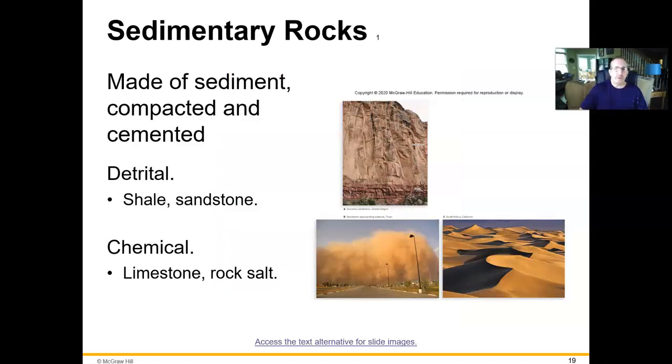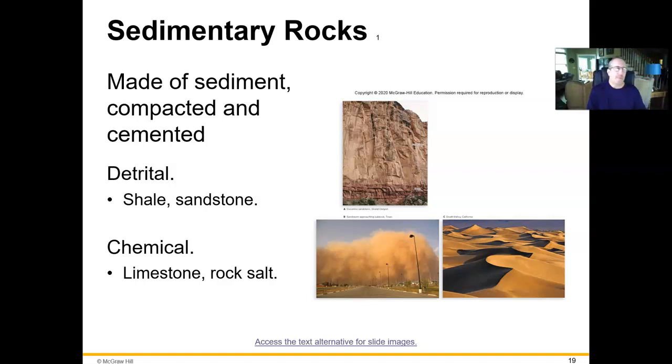Okay, so now we're to sedimentary rocks. And as the name states, they're made of sediment. So it's compacted and cemented together. So what is sediment? Going back to that weathering, that's why we talked about weathering before we talked about sedimentary rocks. Remember I told you the big rocks become smaller rocks, eventually they become sediment, which is small particles of rocks, basically. You have sands, you have clay, you have different sizes of these sediments.